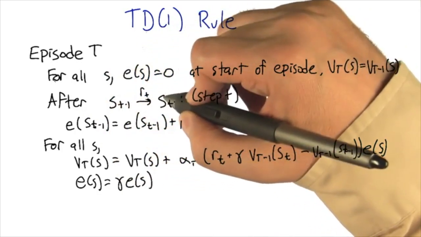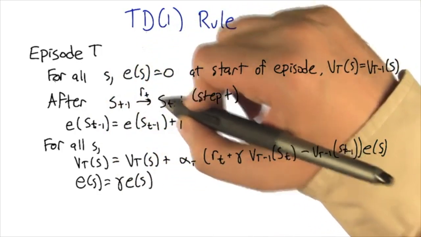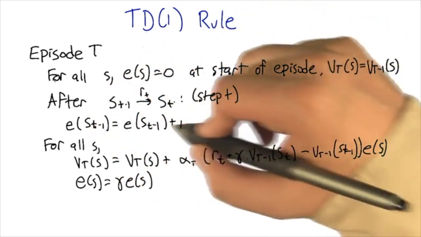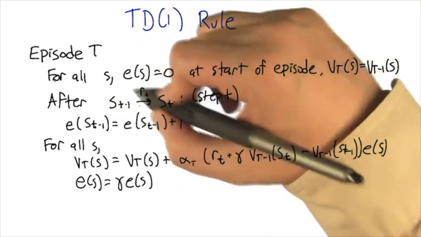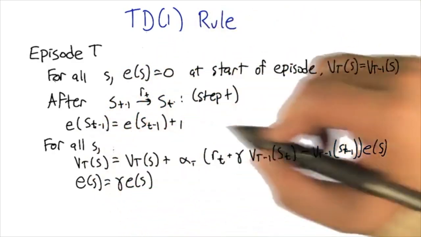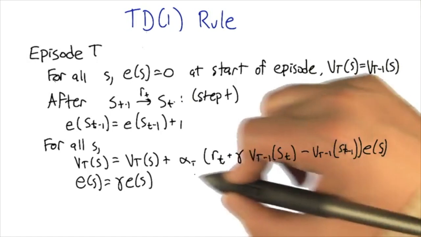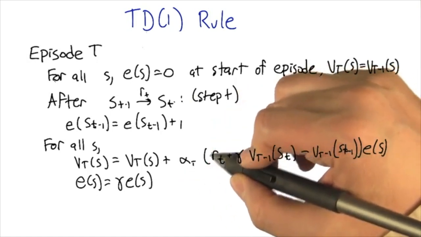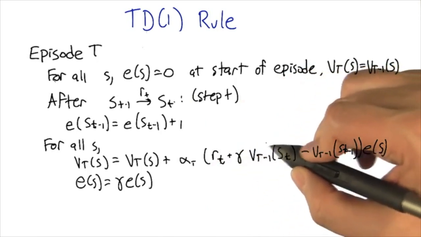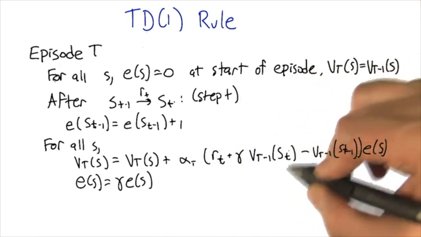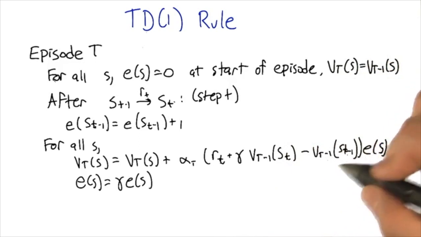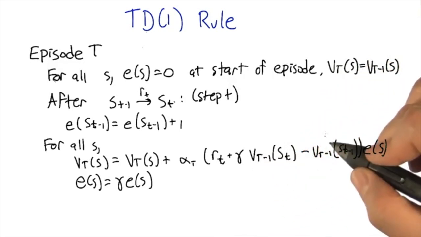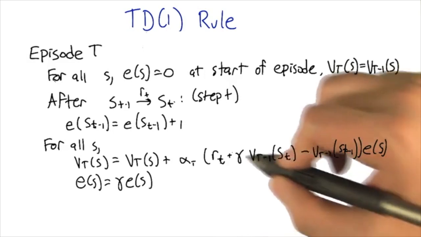Then each time we take a step within the episode, a step from some state s sub t minus 1 to some state s sub t, getting reward r sub t, what we're going to do is first update the eligibility of the state that we just left, then go through all the states and compute this one quantity, which is the same for all states. This is the temporal difference: the sum of the reward plus the discounted value of the state that we just got to, minus the value of the state that we just left. And we're going to use the values that we had from the previous iteration, the previous episode. That's going to be our temporal difference.